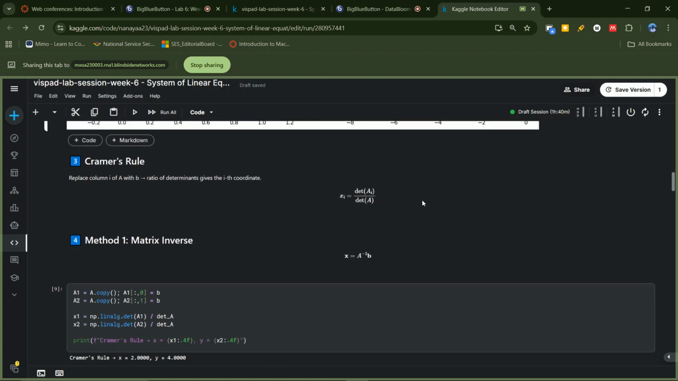Now we are moving on to another concept called Cramer's rule. In the next concepts, we'll try to understand how systems of linear equations are solved. You remember last week the Gaussian elimination. We did some Gaussian elimination to find the unknown solutions.